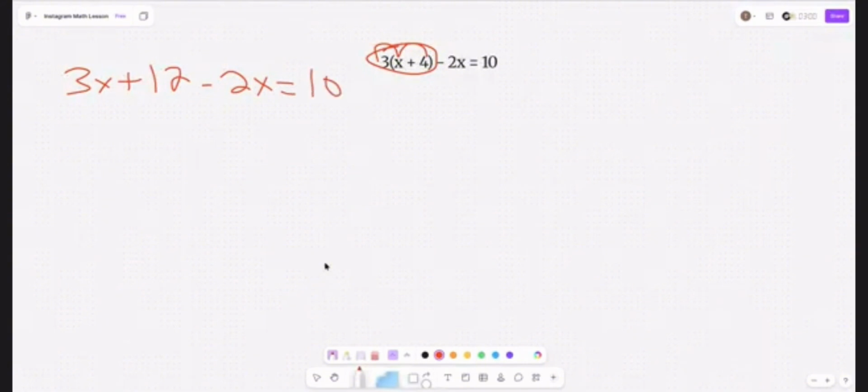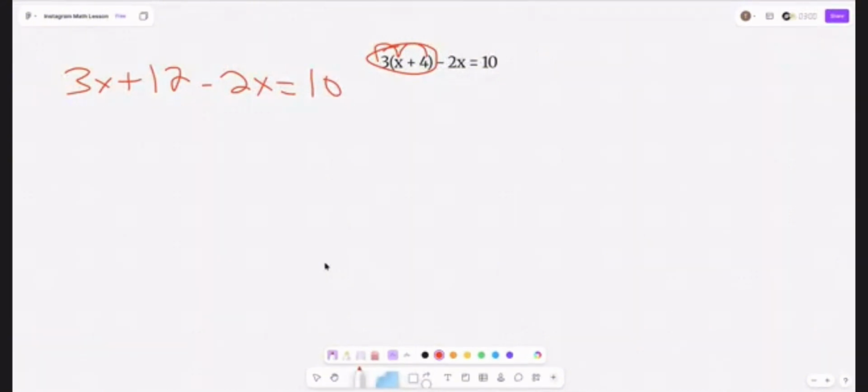So now you can see that there are some like terms. Like terms are things that have basically the same ingredients in them. So you can see that the 3x and the 2x are alike. They both have the x variable in them, and then they both have a coefficient. A coefficient is just the number in front of a variable. So since they are like terms, we're going to combine them.